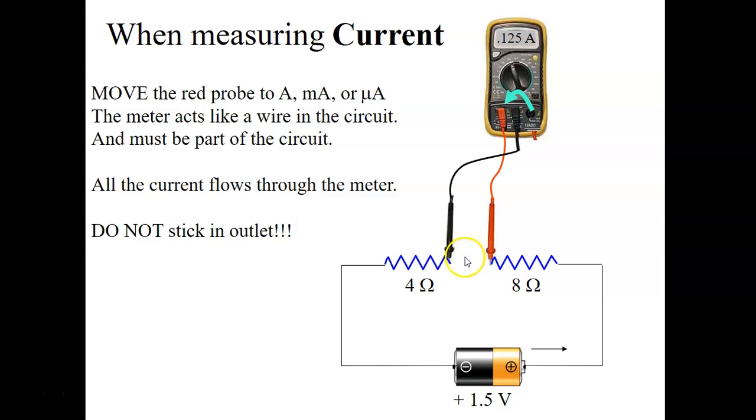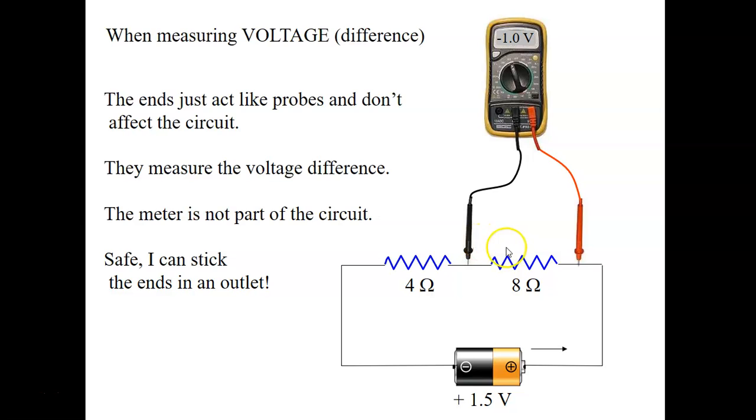And you actually have to disconnect one of the wires, and the multimeter actually becomes a wire and completes the circuit. If you were to stick these probes in the outlet in your home when it's set to this mode, you would have a short circuit and you'd blow a fuse. In the voltmeter setting, when the probes are set in these holes and the dial is set to voltage, it's safe. You could even stick it in an outlet.